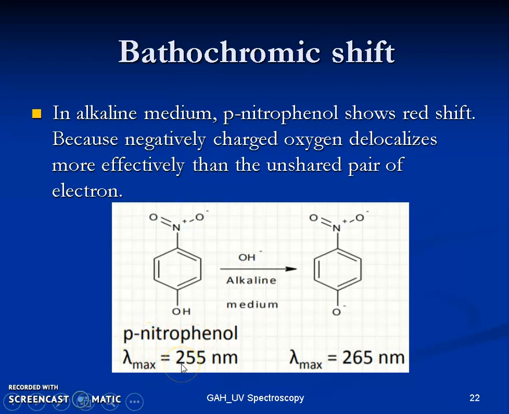had lambda max of 255 nanometer, and once it was taken in the alkaline medium, the lambda max shifted to 265 nanometer. So basically there was a shift in the wavelength from 255 to 265, almost 10 nanometers. That was attributed to this O- ion, which was delocalizing electrons more effectively than the unshared pair of electrons which were present in the paranitrophenol.